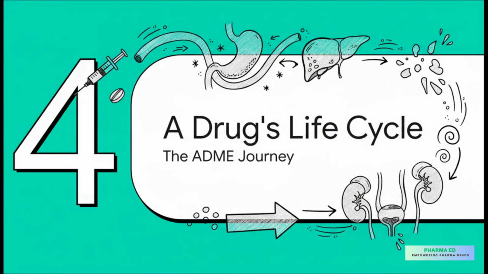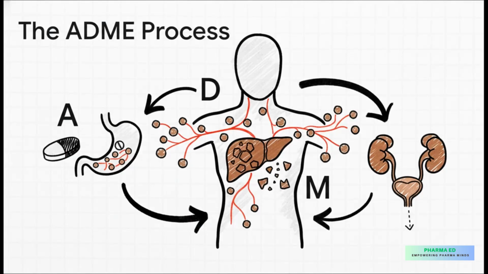All right, let's switch gears and follow the entire journey a drug takes once it's inside our body. This is called the ADME process, and it's a story that every single pharmacy student has to know by heart. The best way to remember this journey is the acronym ADME. A is for absorption, how the drug gets its entry pass into the bloodstream. D is for distribution, how it travels around the body to get where it needs to go.